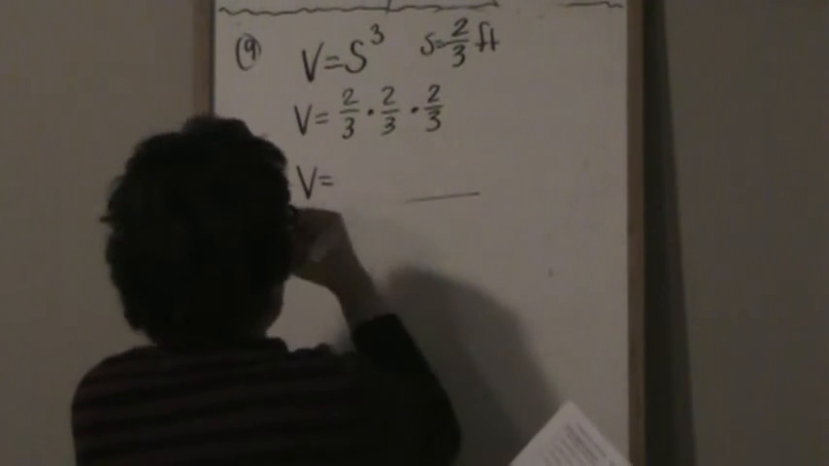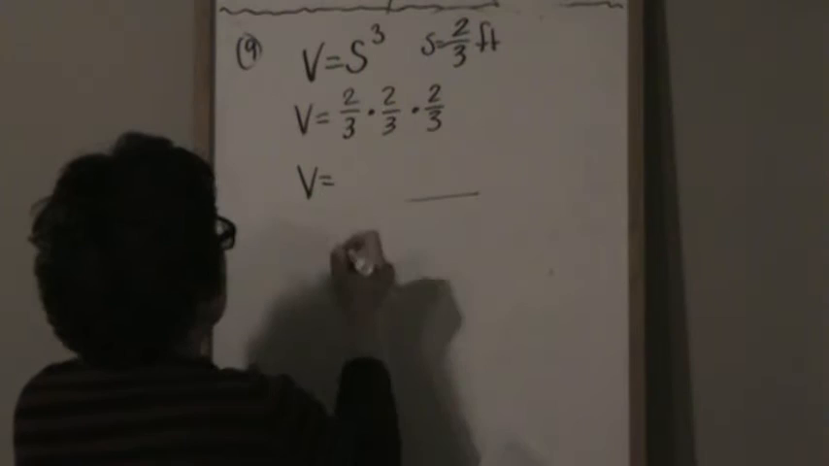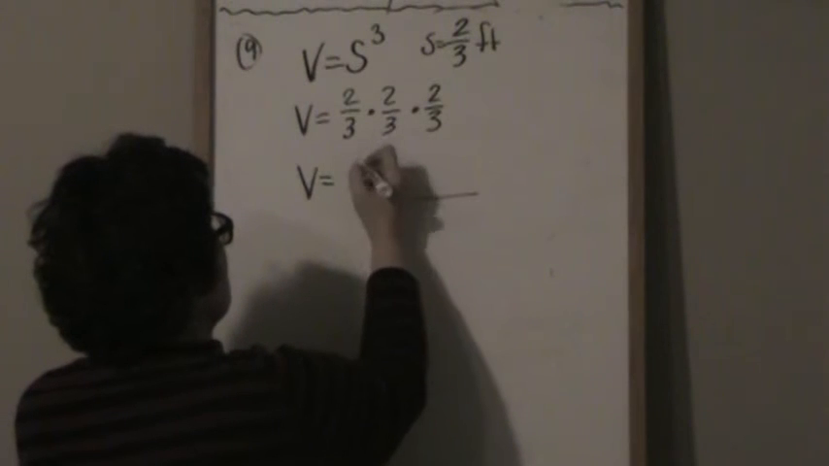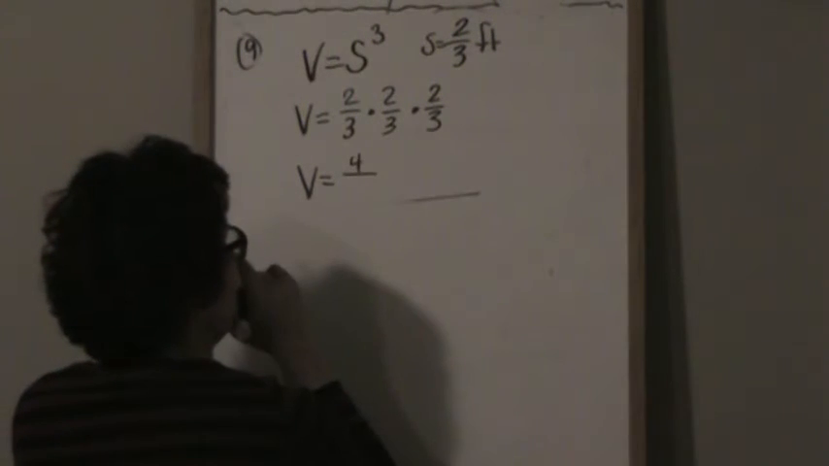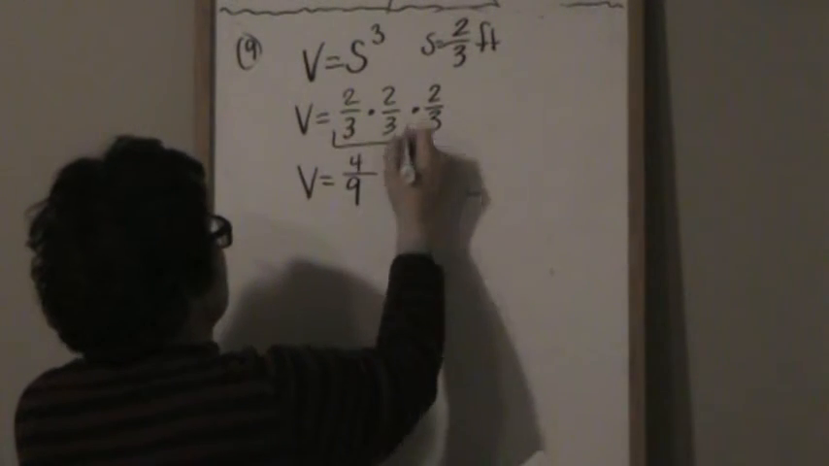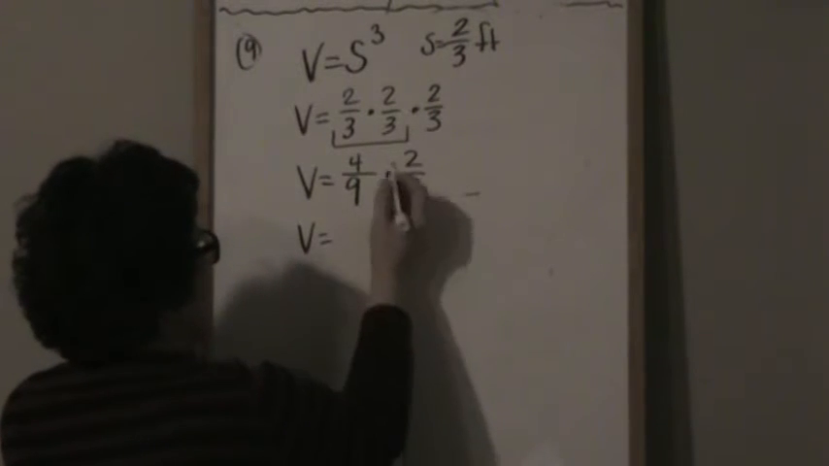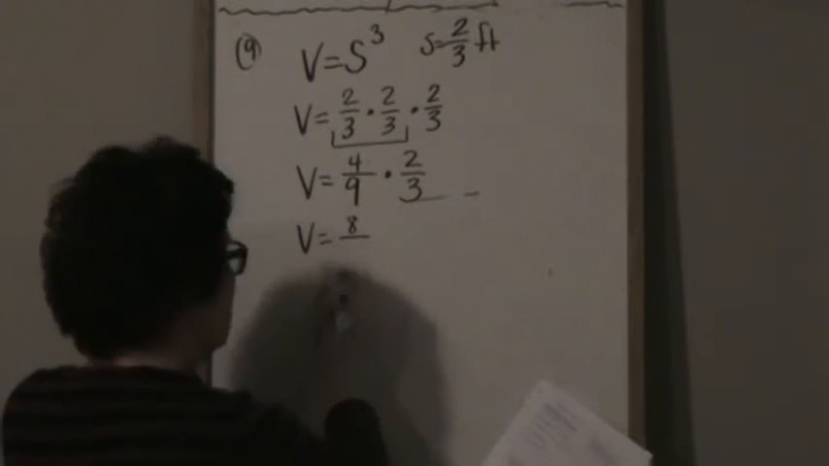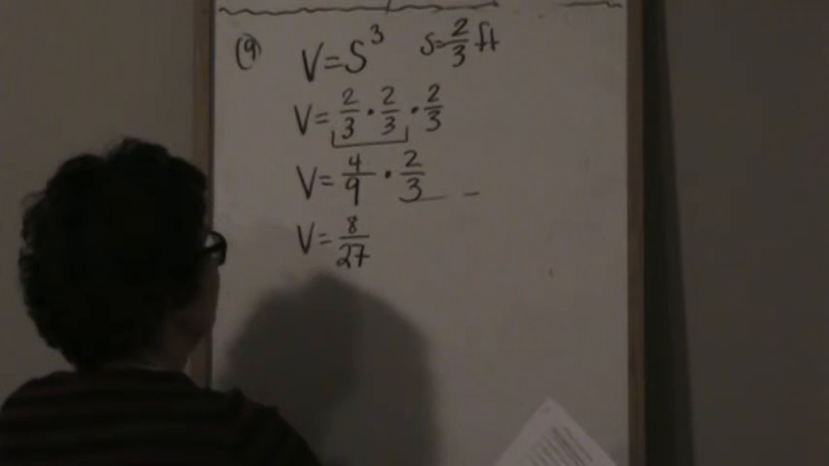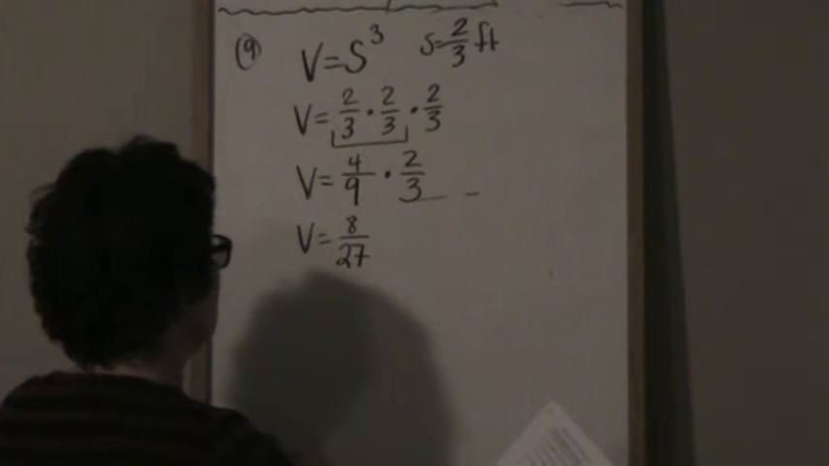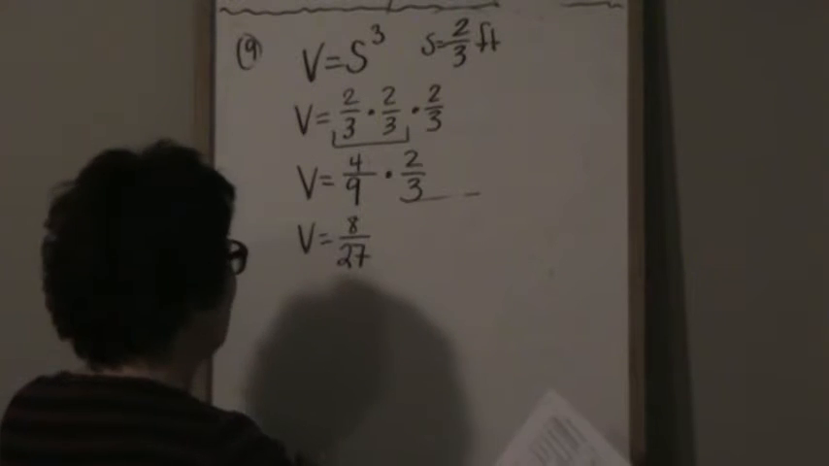All right, let's do the first multiplication. Remember, we multiply straight across the numerator, straight across the denominator. 2 times 2 is 4. 3 times 3 is 9, 4/9. And we bring our other one down. Now we have 4 times 2 is 8. And 9 times 3 is 27. Can I reduce that? Nope. No common factors. So that's got to stay. V is equal to 8 over 27 feet.